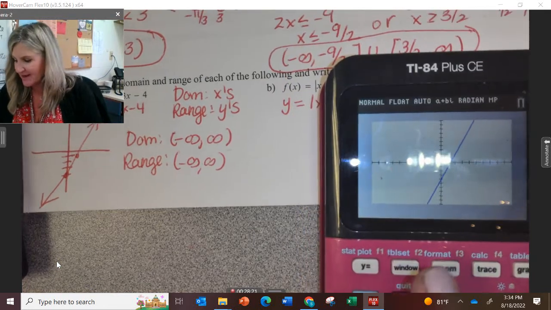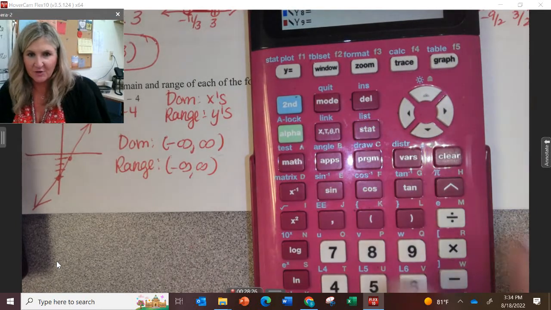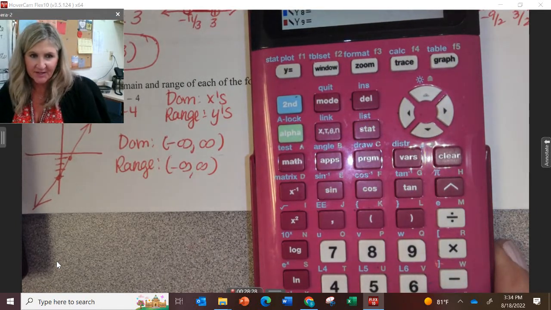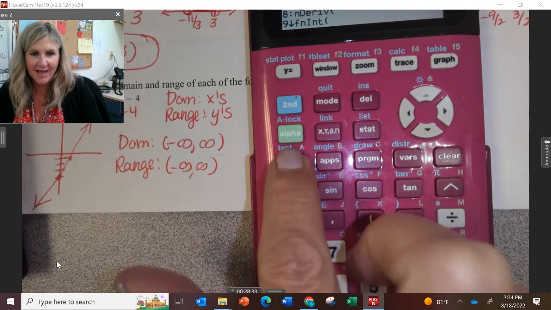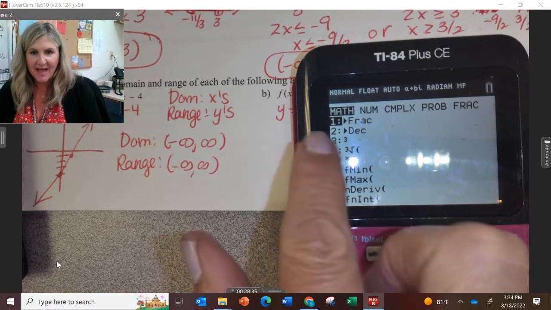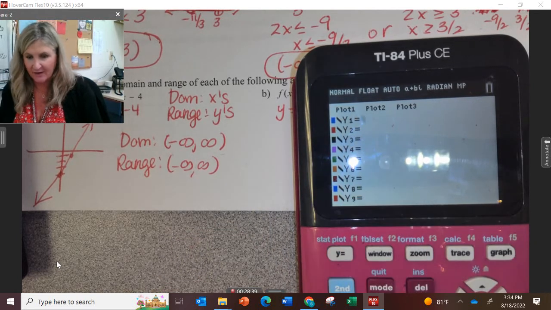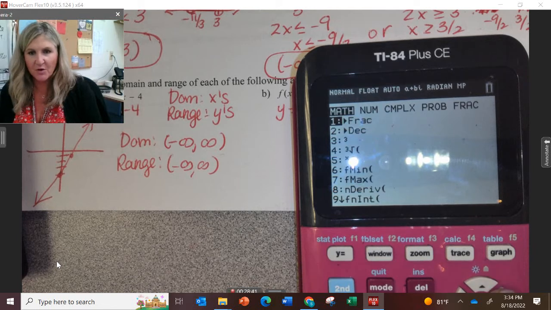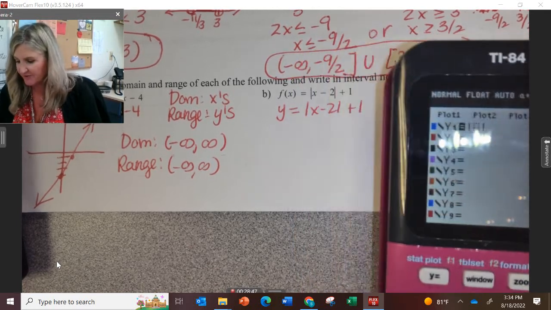So how do we put that in? I'm going to go to y equals. There's no absolute value key on here. It's kind of tricky. What you have to do is go under math. First, let me remind you, you have to be at y equals first. You go to math, you go over to num, and right there is ABS, absolute value. And I'll keep reminding you of it.